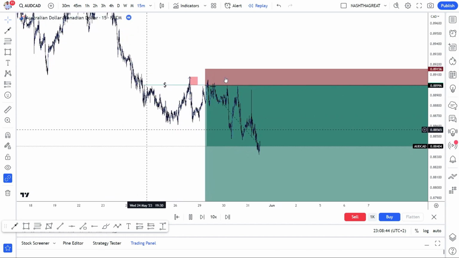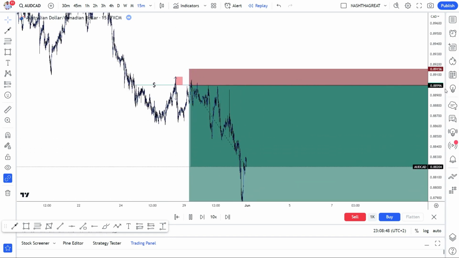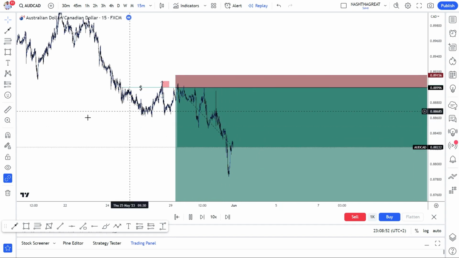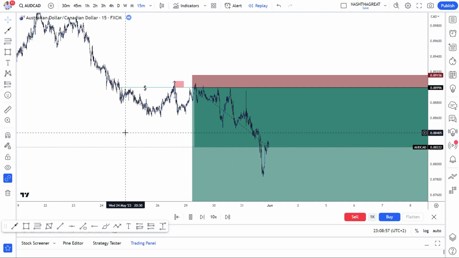Just be patient with your fixed stop loss and your targets there, and you just chill. Okay, so this is where it ended. So this is where the price is actually at currently, right? So this is how our trade actually played out on AUDCAD, right?